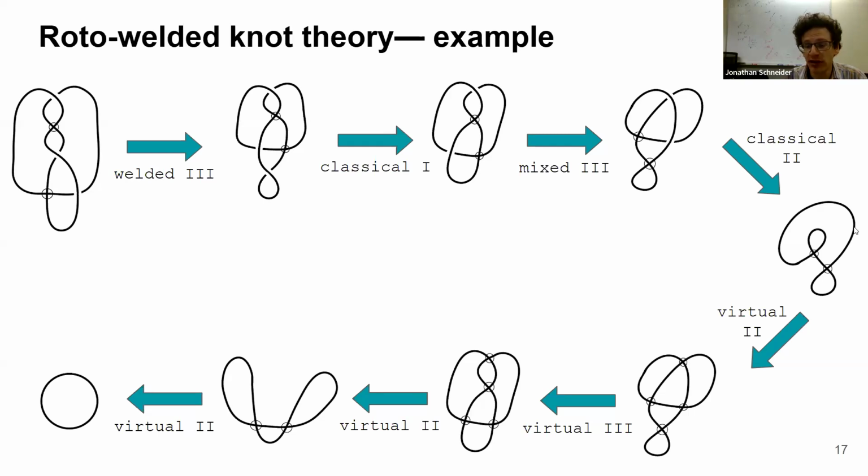This turning point here on the right side of the screen could, in principle, be untied with just 2 more moves, with just a couple more steps, using the virtual 1 move. But since that move is forbidden, I have to go the long way. Nonetheless, it can be done. So just an example of using the diagrammatic theory.